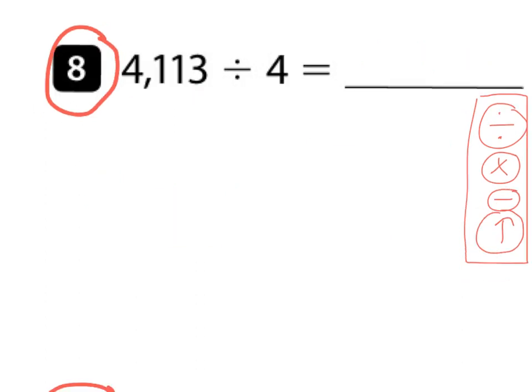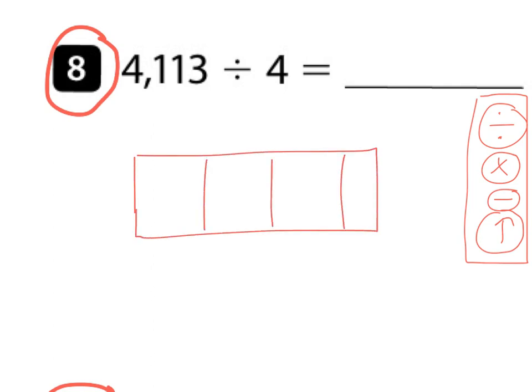Alright, number 8. You have 4 numbers in your dividend, so we will have 4 boxes. Put your numbers in the top right corner of each box. And our divisor is 4. Alright, everybody say divide, multiply, subtract, bring up. Alright, how many times does 4 go into 4? 1. 1 times 4 is 4. Subtract, bring up.